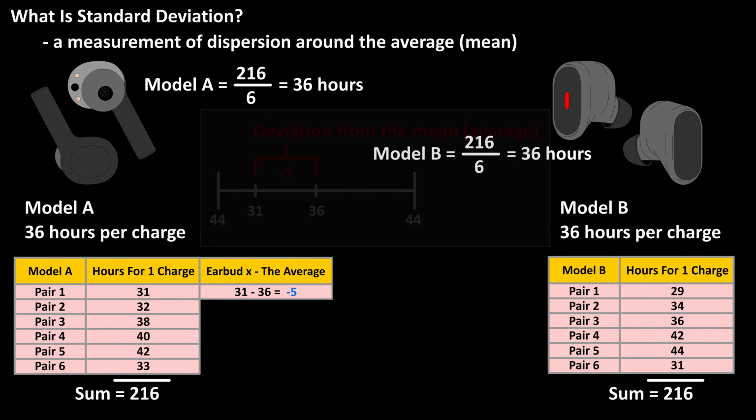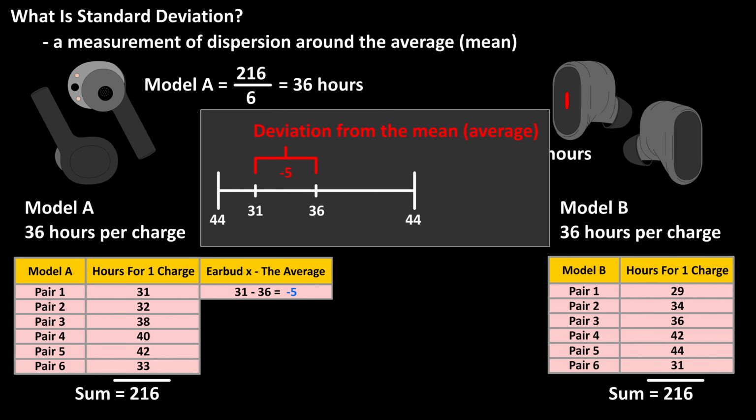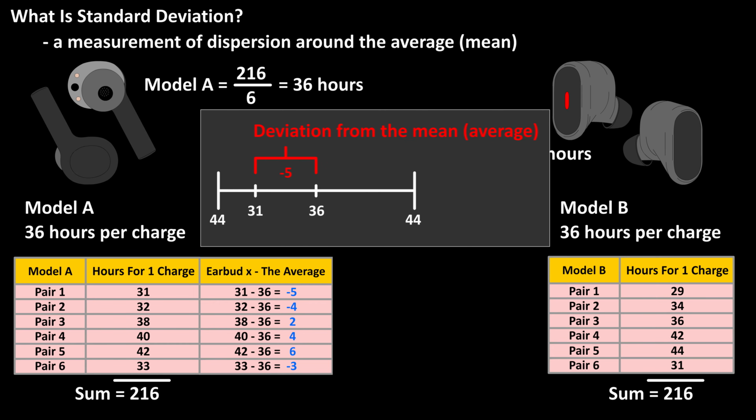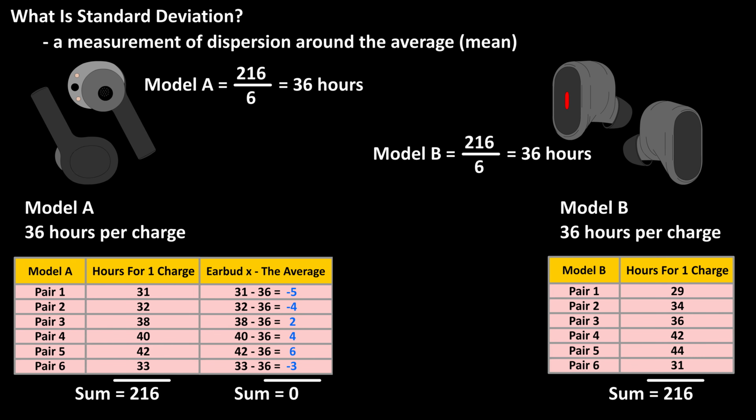One note here. If we draw a number line and place the average of 36 hours in the middle of it, and draw a line for 31 over here, the value of pair 1 for Model A, this distance of -5 hours is the deviation from the mean. And next we'll do the same for pair 2. 32 minus 36 equals -4 hours. And we continue this for the 4 remaining pairs. Now if we total this column up, we get 0, which is what we want. Getting a sum total of 0 from this column means that the average we calculated is accurate.